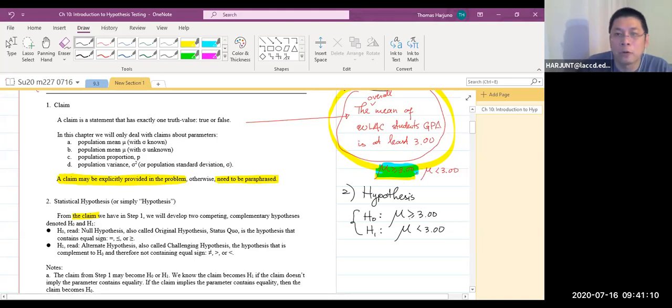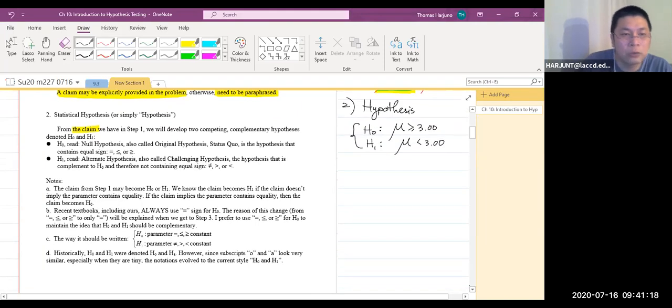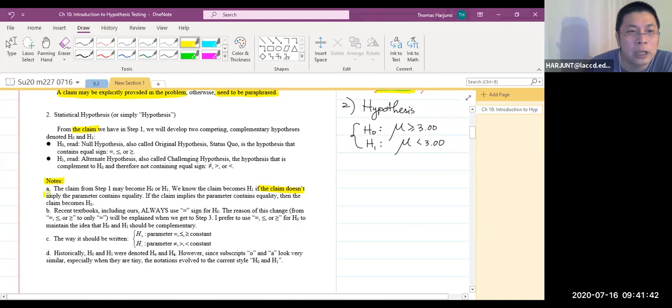Okay. Now, the notes, this is where it becomes crucial. Instead of you keep on asking me the same question, I write it down so that if anybody asks me that question again, I will say, look at the notes. The note says that part A, the claim from step 1 may become null hypothesis, may become alternate hypothesis. Now, we know the claim becomes alternate hypothesis if the claim does not imply the parameter contains equality.